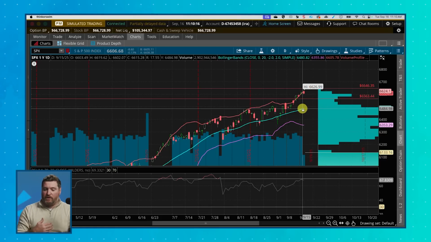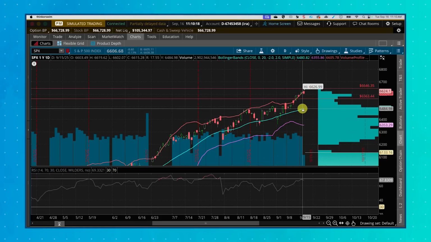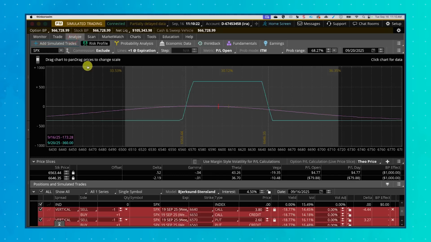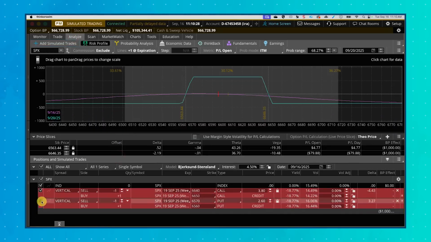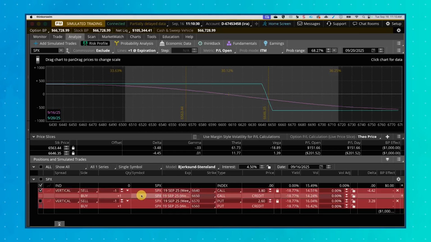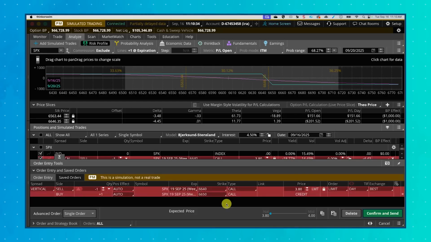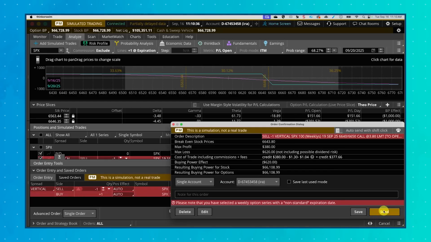Now, for today's purposes, I'm going to look at the bearish trade rather than the bullish. So we're going to go back over here, analyze. I'm going to uncheck that put vertical. Let's just raise this up a little bit. Uncheck that put vertical. I'm going to send the call vertical. Go ahead and see if I can get this filled.